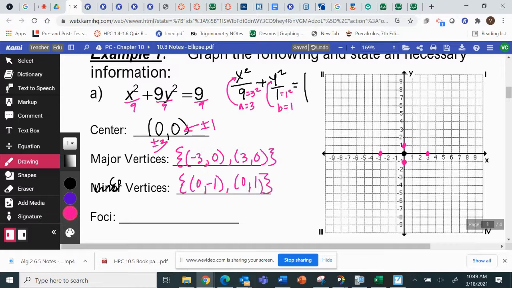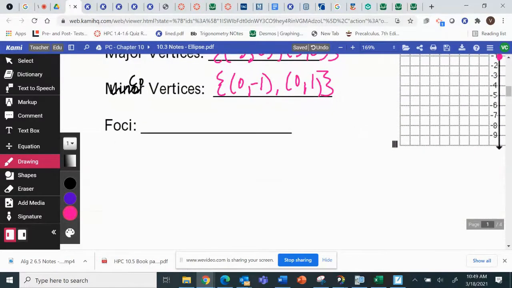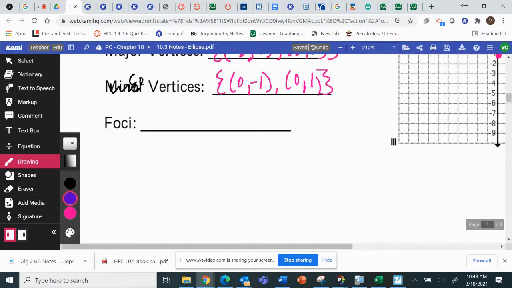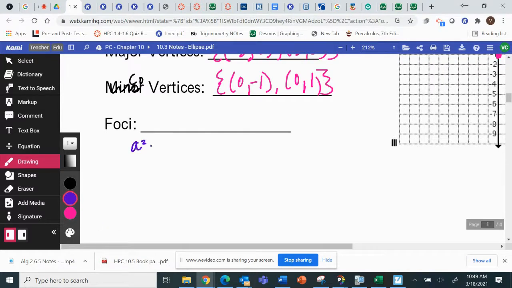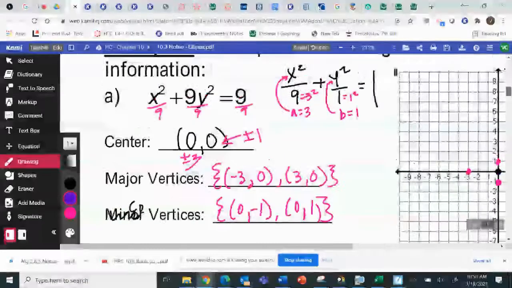So now we get to foci. The foci equation from above is a squared minus b squared equals c squared. If you do this equation correctly, it doesn't even matter if you know which one is a and b. If you subtract them in the wrong order, you're going to have to take the square root of a negative number, and we don't do that. So you have to do the big one minus the smaller one. It doesn't really matter if you know what's a or b.